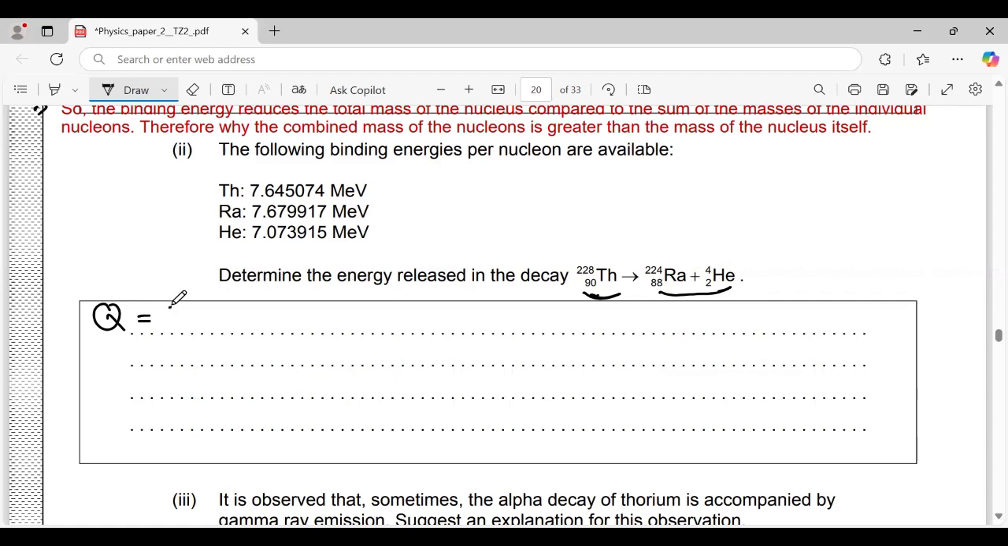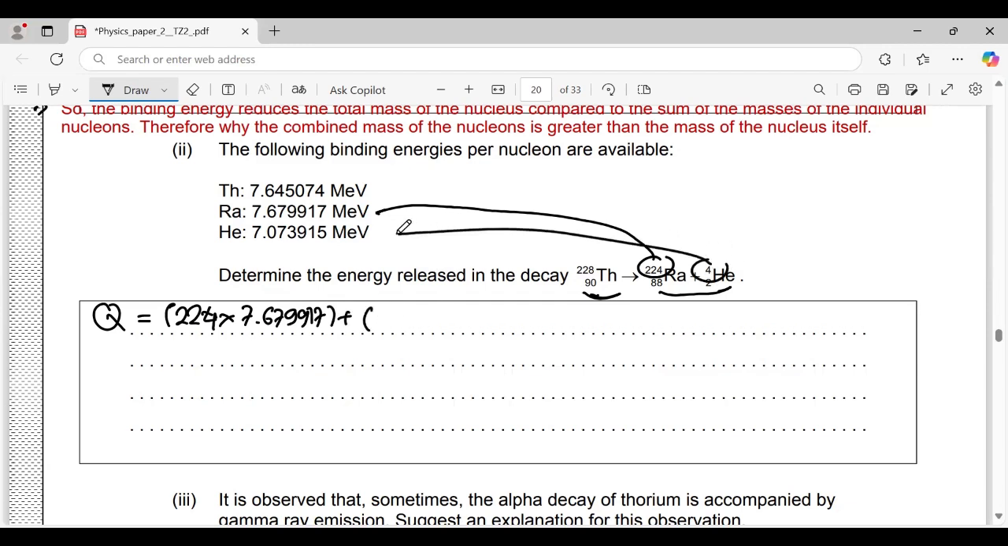So the binding energy of the products is 224 times this one, radium, 7.67917, plus helium, 4 times 7.073915, minus the binding energy of the initial nucleus, 228, that's one.